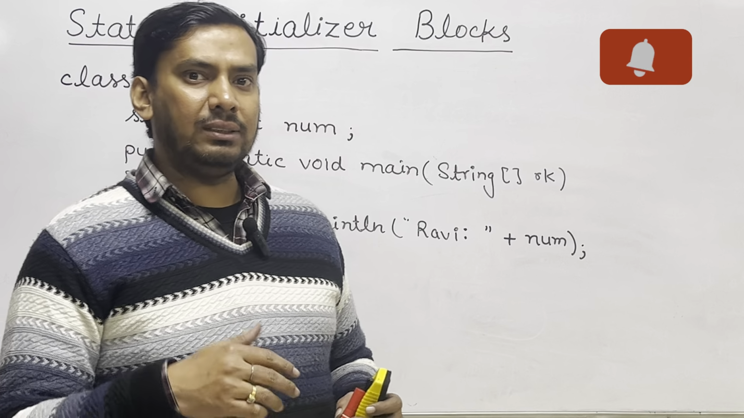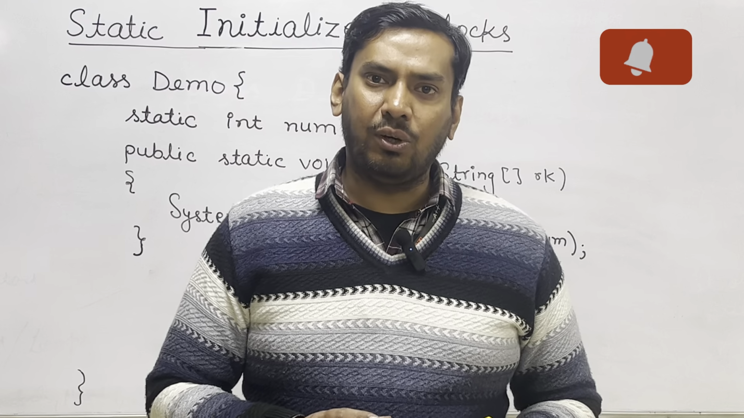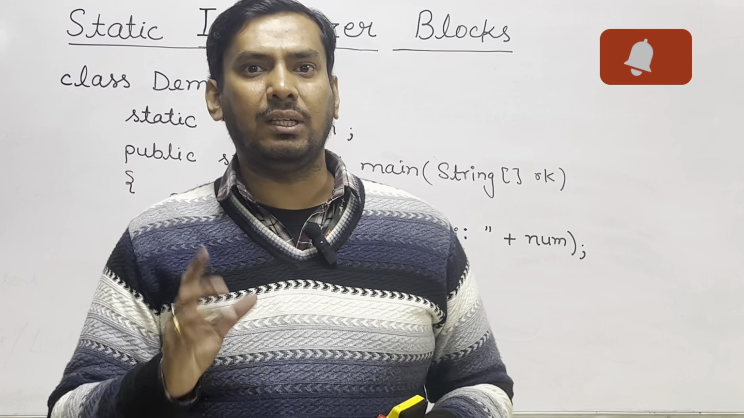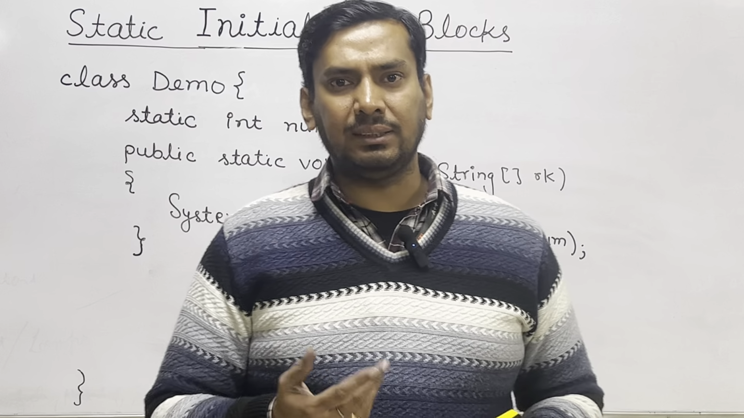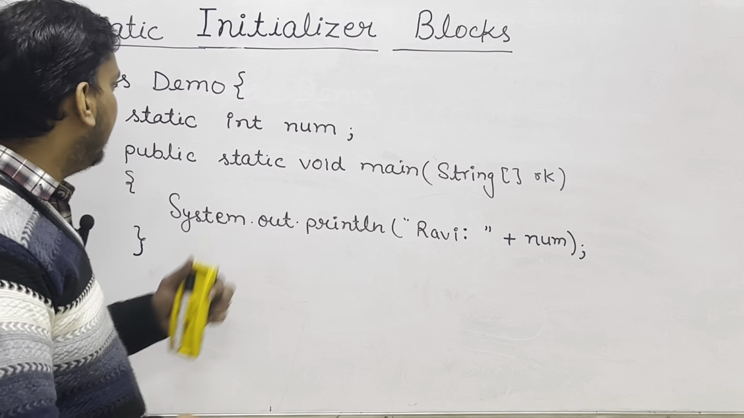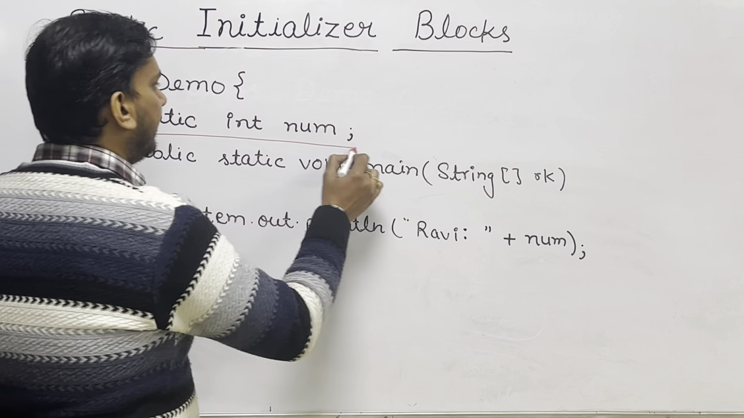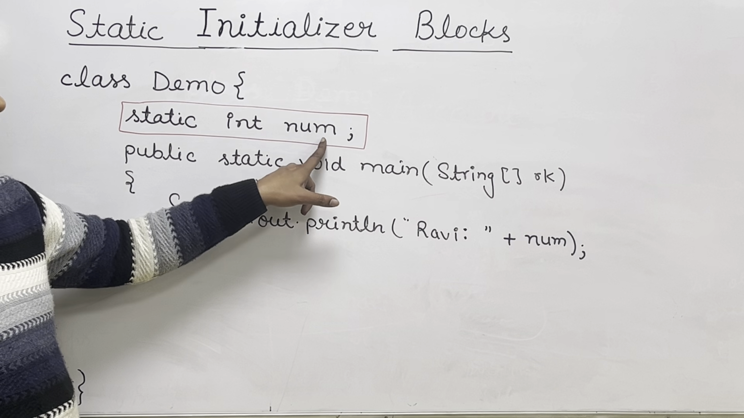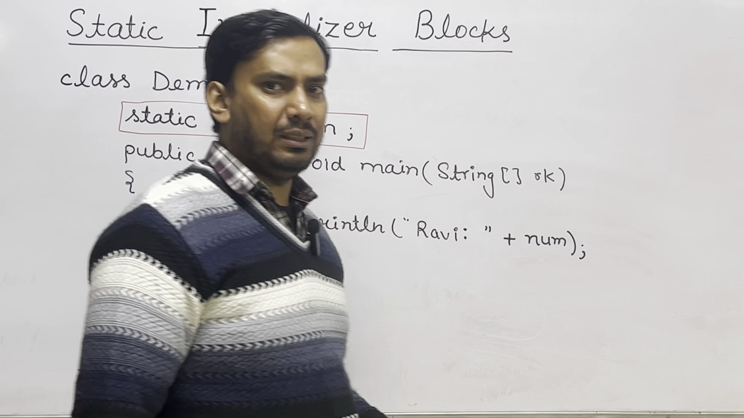Second thing, what is the use of this static initializer block? This static initializer block is to initialize your static variable or class variable. So, in the video on variables we have already discussed static variables or class variables. If you take this example, here in this class Demo we have created a static int num. This num variable is of int type and it is static, it means it is a class variable.